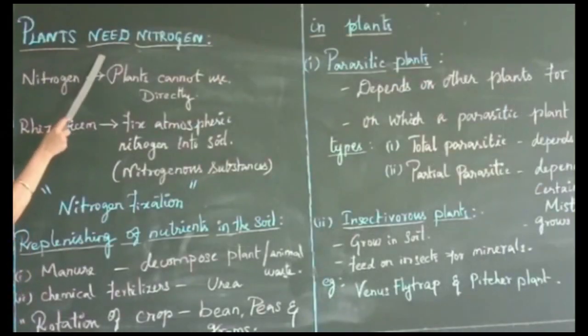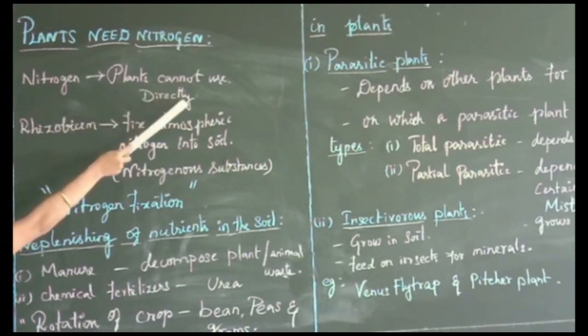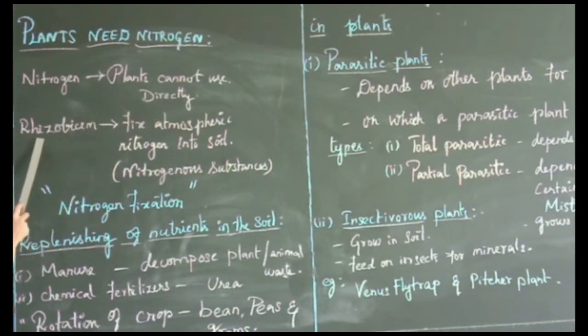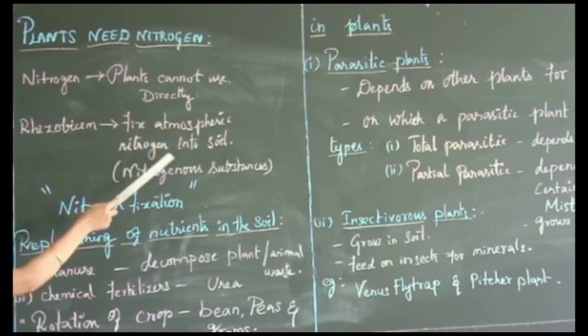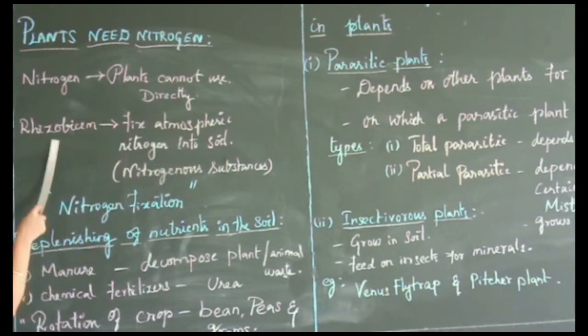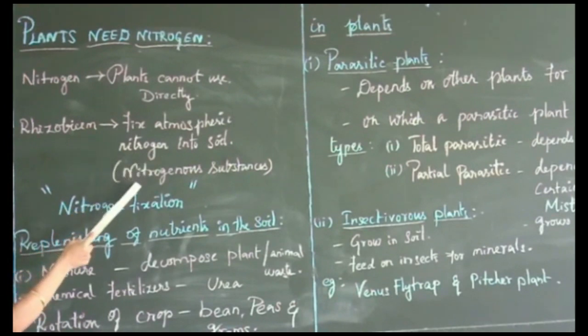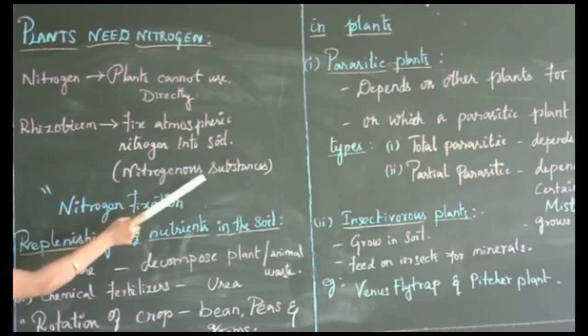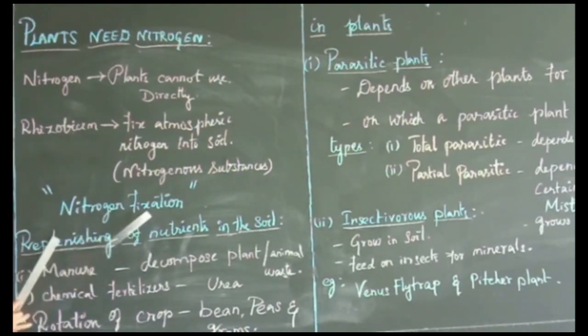Let's see, plants need nitrogen. Nitrogen is naturally present in the atmospheric air, but the plants cannot use it directly. So, rhizobium is a bacterium which is present in the root nodules of leguminous plants and fixes the atmospheric nitrogen into soil. This bacterium converts the nitrogen into simple nitrogenous substances. This process is called nitrogen fixation.